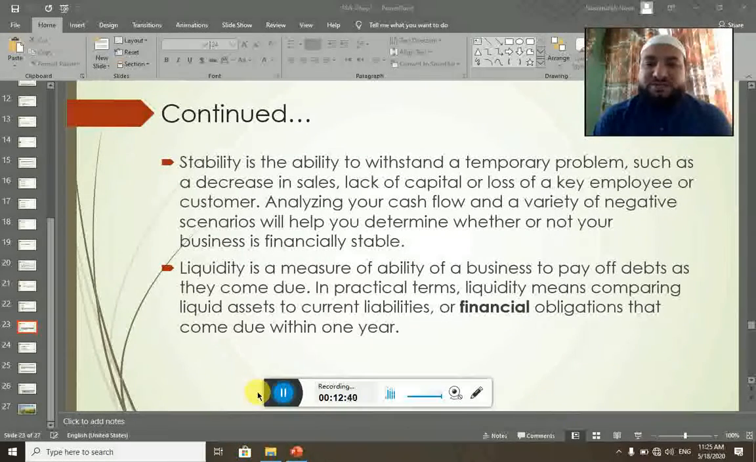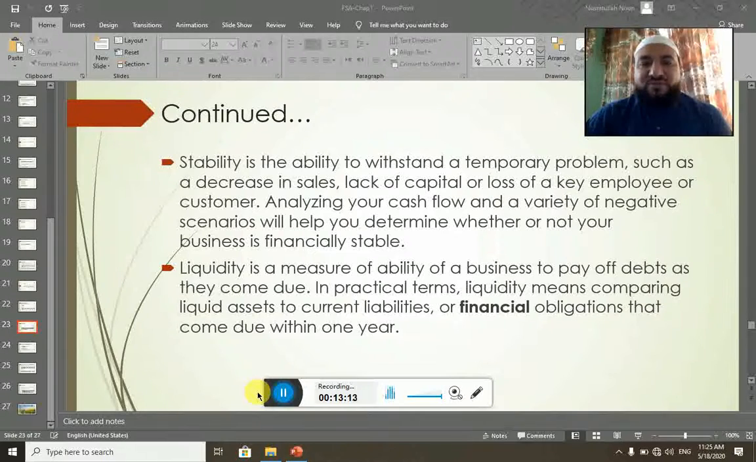In practical terms, liquidity means comparing liquid assets to current liabilities, or financial obligations that come due within 1 year. So liquidity basically means how much cash is available with us anytime to meet our short-term obligations or to meet our short-term plans, right? So that's called liquidity. The more liquid the organization is, the stronger it is and the more it can survive, right?